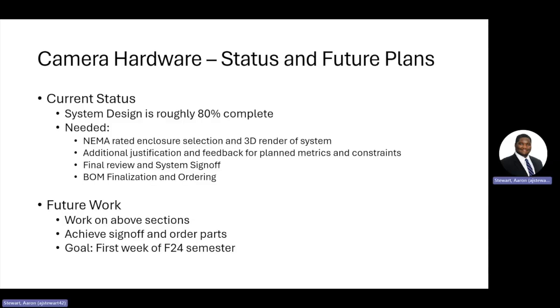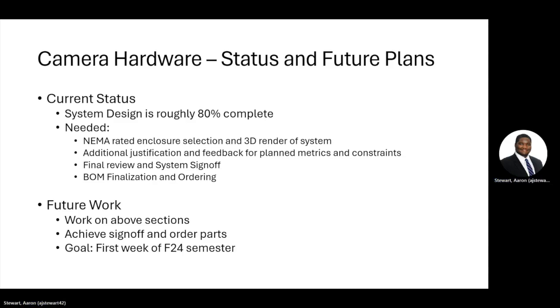So the current status of this system is that it is roughly 80% complete. I need to find the NEMA rated enclosure for both the microprocessor and the camera. Additional justifications and feedback for plan metrics and constraints are needed. We all got feedback as of yesterday, May the 1st, so it was a little bit tight in terms of trying to get a sign off. We have not gotten sign offs for any of our systems. I'll also need a final review and a system sign off with the project supervisor. Once that's signed off, I can finalize my bill of materials and order my parts for this part of the system.